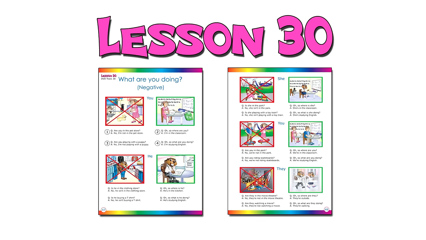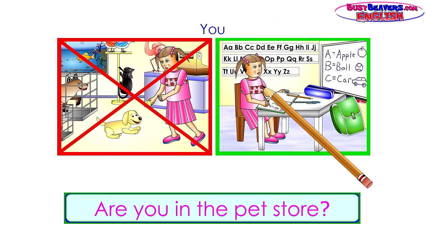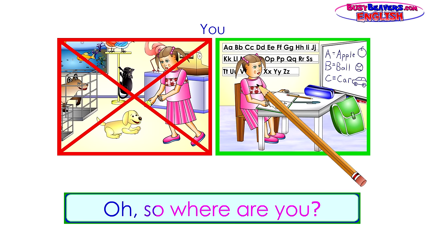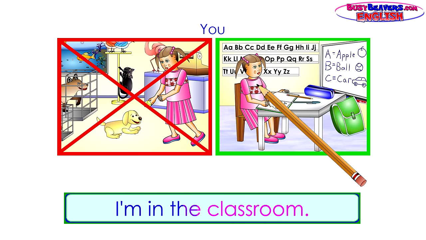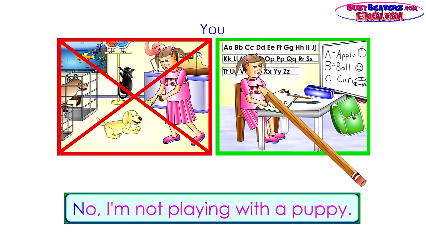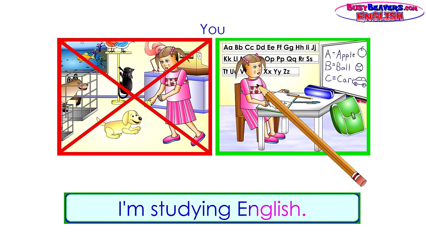Lesson 30. What are you doing? Negative. Are you in the pet store? No, I'm not in the pet store. Oh, so where are you? I'm in the classroom. Are you playing with a puppy? No, I'm not playing with a puppy. Oh, so what are you doing? I'm studying English.